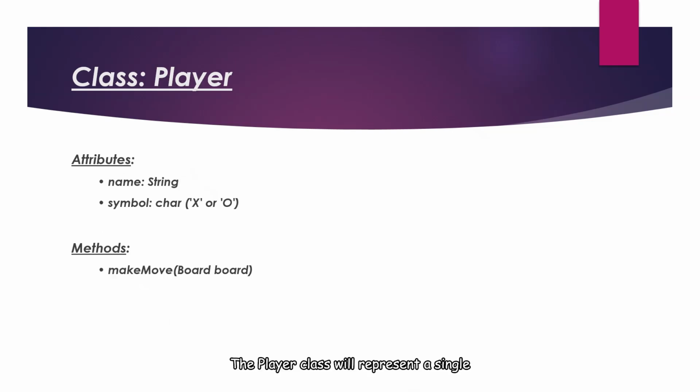The player class will represent a single player in the game. Each player has a name and a symbol, X or O. The class will include methods like makeMove, which allows a player to place their symbol on the board. This method will interact with the board class to update the grid and check for a valid move. Additionally, players take turns, so this class will also include a way to alternate between players.